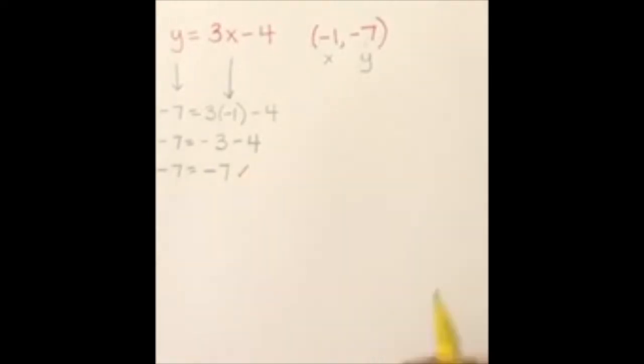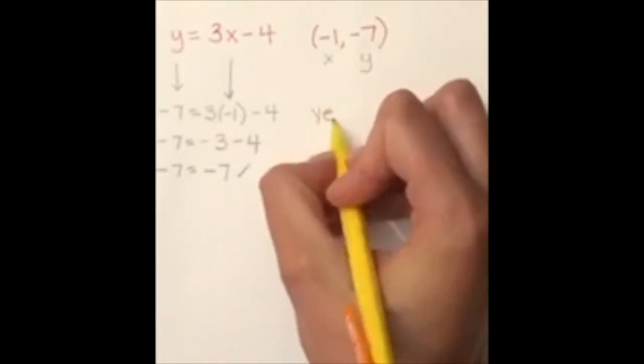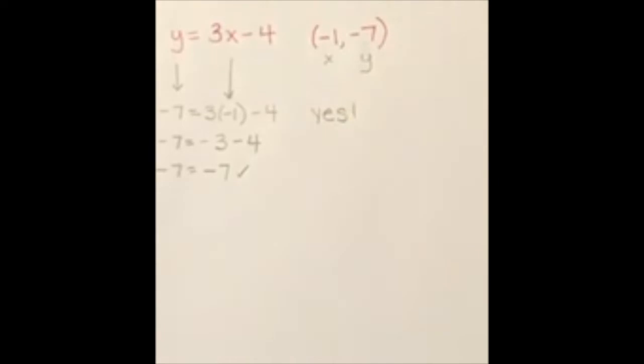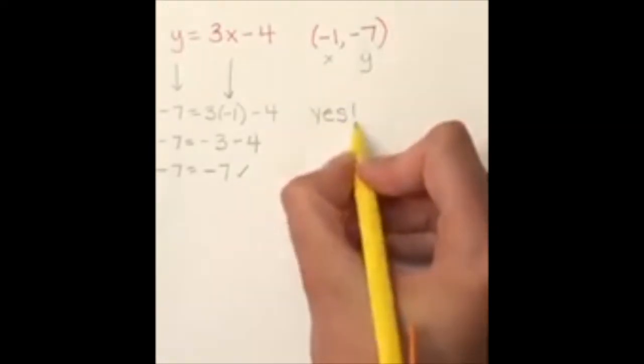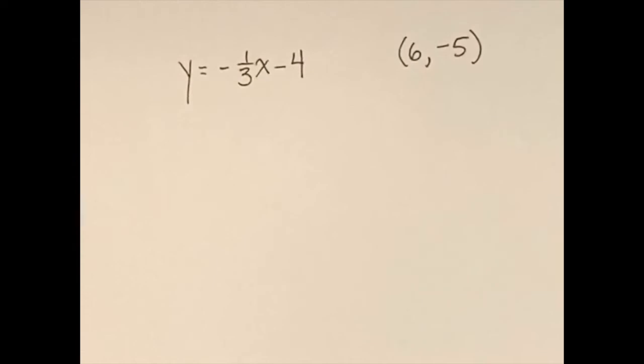Yes, it does. So since my equation works, that means that yes, this point, -1, -7, lies on this line. Awesome. We could check it if we wanted by graphing and seeing if the point is on the line, but because we did it using algebra, we don't have to. How cool is that?